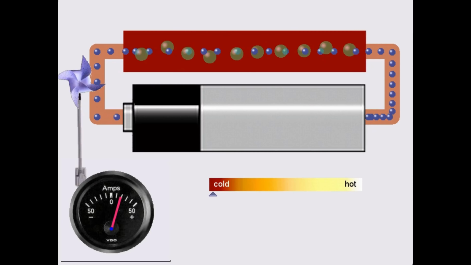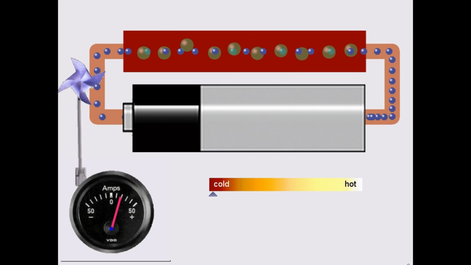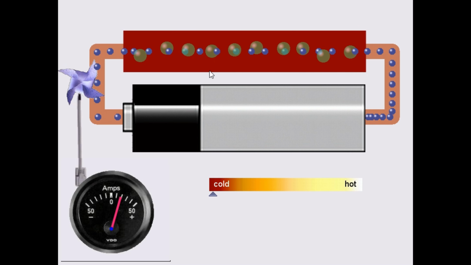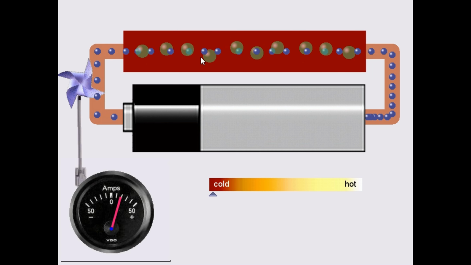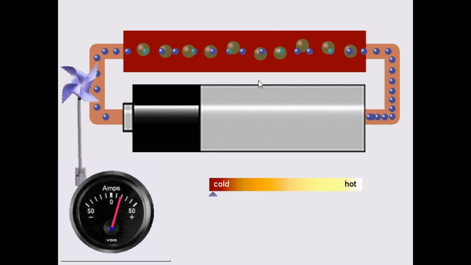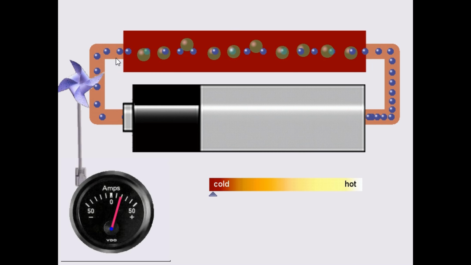This setup is similar to the last experiment. There is only one difference. Instead of a resistor, we have connected a tungsten wire here. Since it is a metal, it has more free electrons, which are represented by blue spheres.